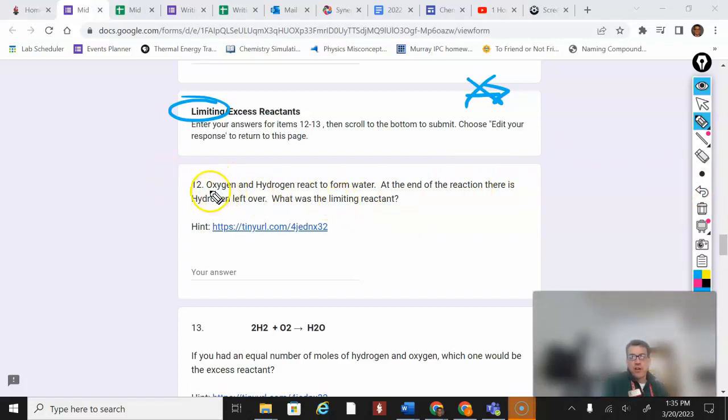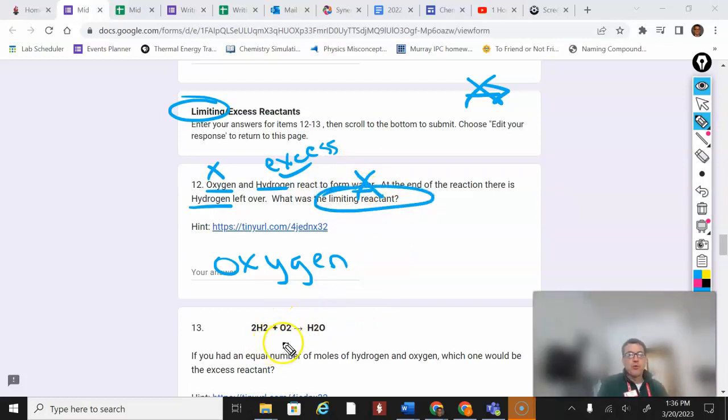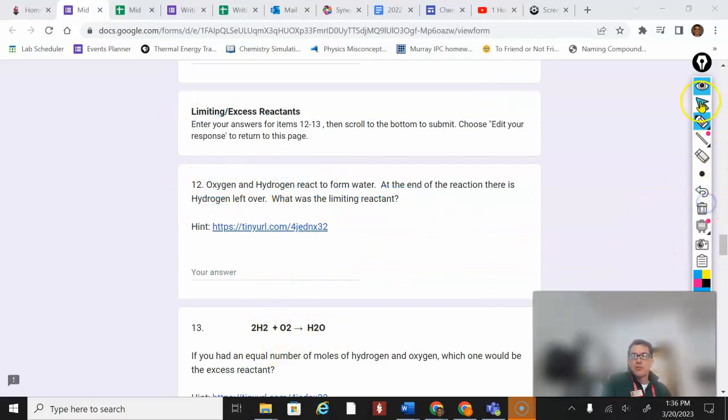So in number 12, I gave an example that if we use oxygen and hydrogen to make water, at the end of the reaction, if there is hydrogen still left over, it means we still have some hydrogen, but the oxygen is gone. So since the oxygen is gone at that point, then oxygen is our limiting reactant. If the question asks about the excess reactant, the excess would be hydrogen. Water is not going to be an answer at all because water is a product. Any of these questions that ask about a limiting reactant or an excess reactant, it has to be about the reactant. So in this case, it's oxygen and hydrogen reacting together.